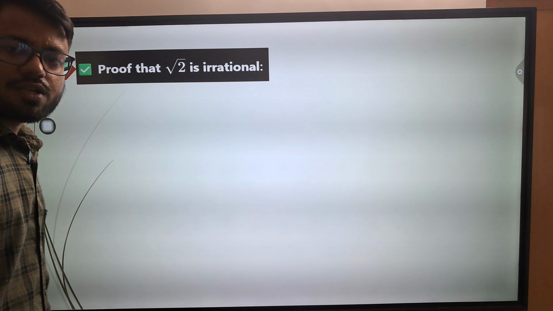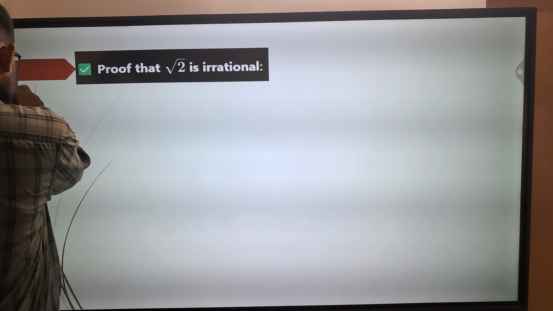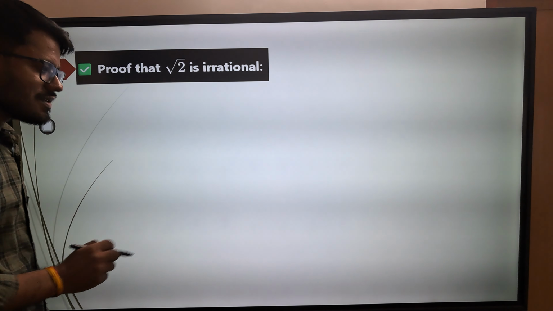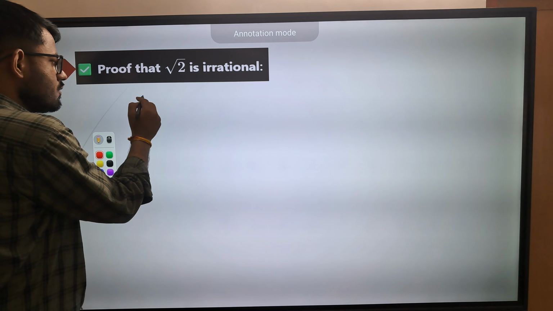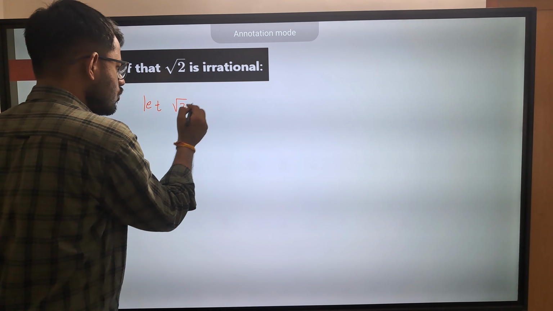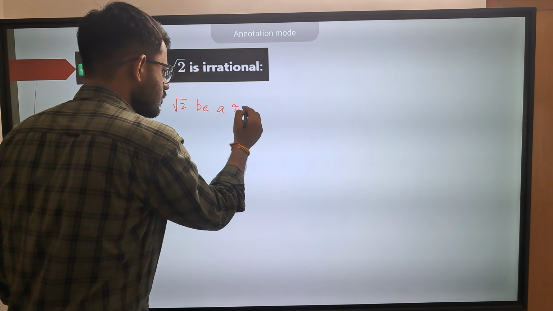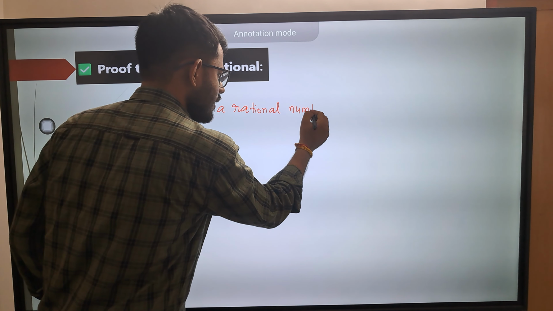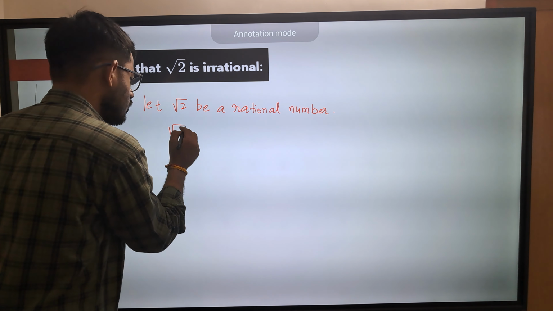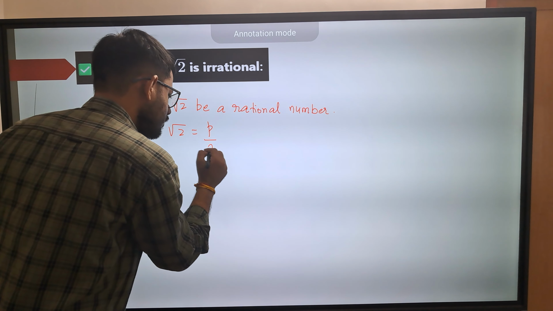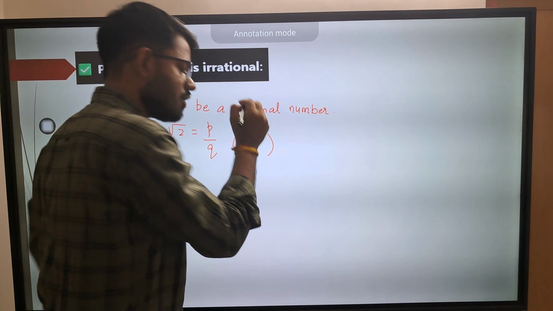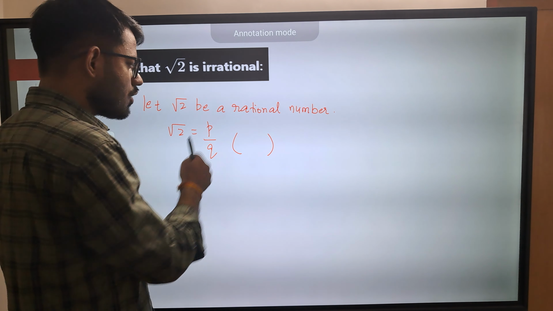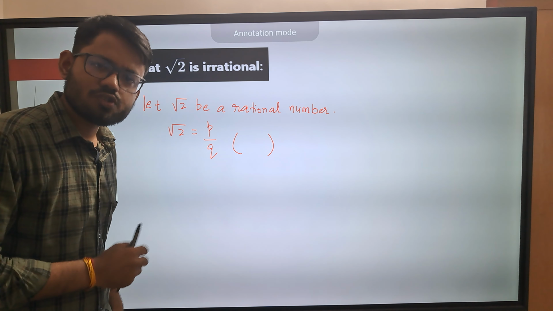How to prove root 2 as irrational number? To prove root 2 as irrational number, what we need to do? Let us assume root 2 be a rational number. If it is a rational number, we can write it in the form of p by q. So root 2 is equal to p by q. In bracket, what you need to write? You need to write p and q are co-prime integers and q is not equal to 0.